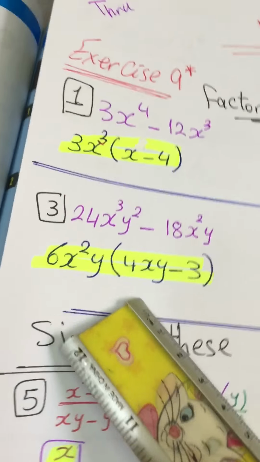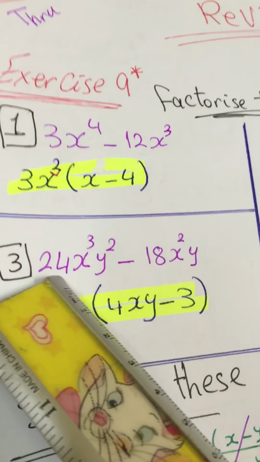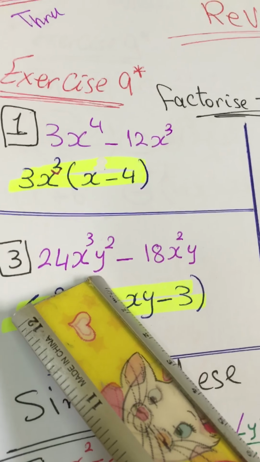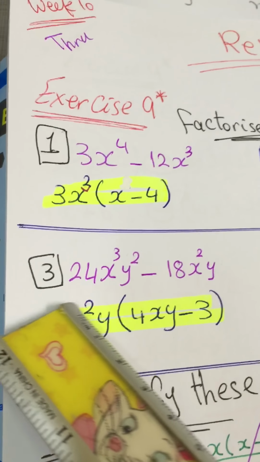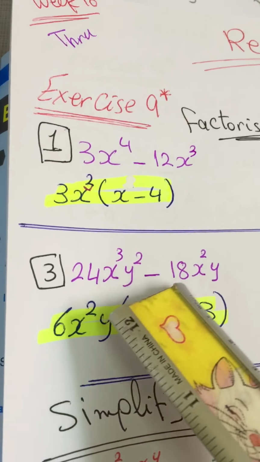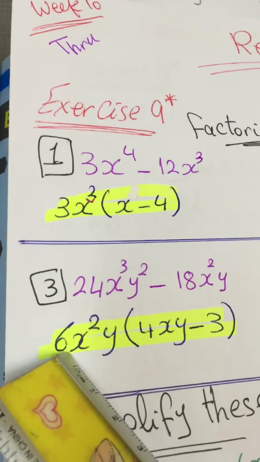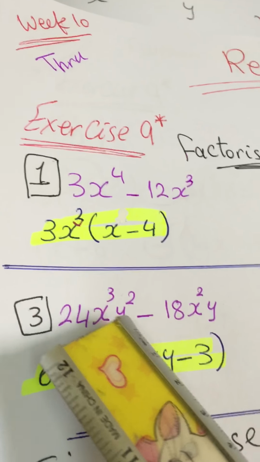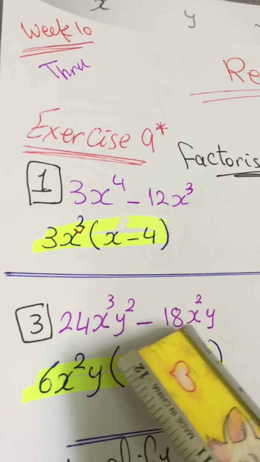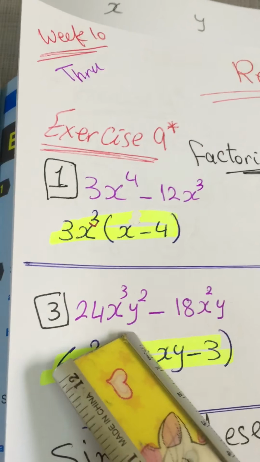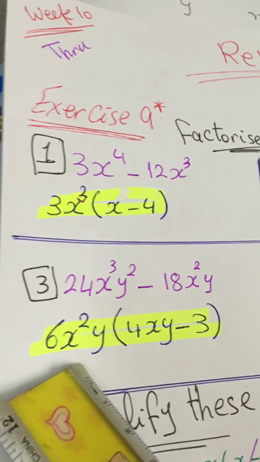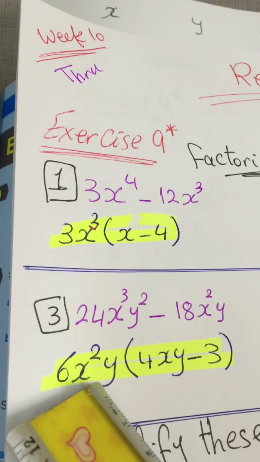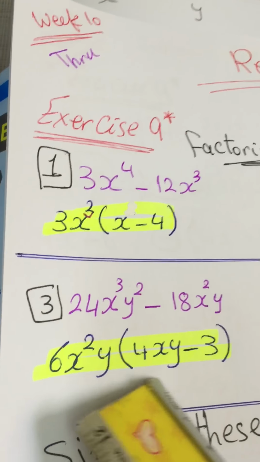Number 3. I have 24x^3y^2 minus 18x^2y. I'll take the common factor between the numbers, 6, and the least power from x, because x is repeated in both terms, and the least power from y, because y is repeated in both terms. So the common factor will be 6x^2y, and open brackets.